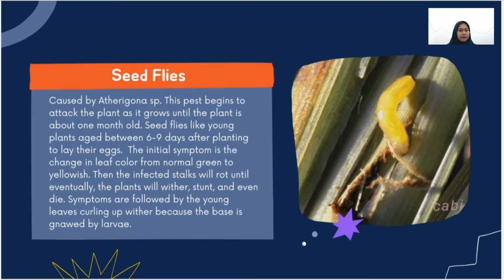Next, there are flies, caused by Atherigona sp. They attack the plant as it grows until the plant is about 1 month old. These pests lay their eggs in young plants between 6 and 9 days after planting. The initial symptom is a change in leaf color from normal green to yellowish, followed by young leaves curling up and wilting because the shoot is gnawed by larvae.